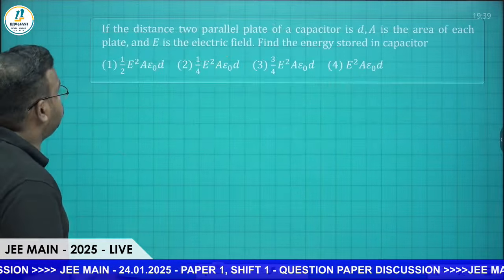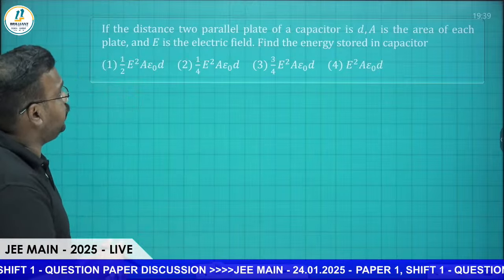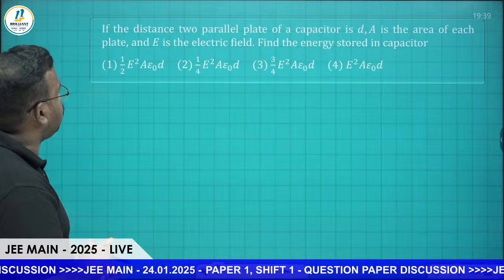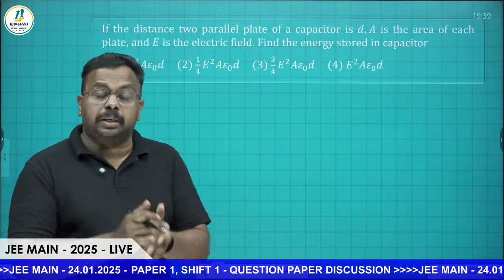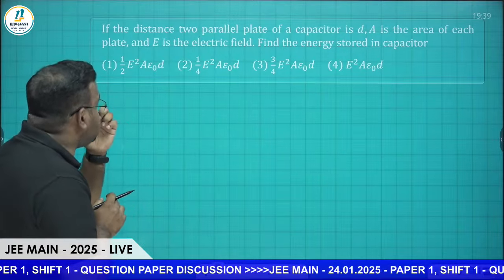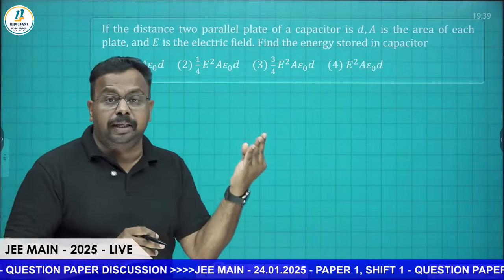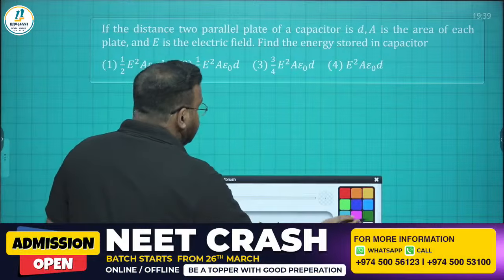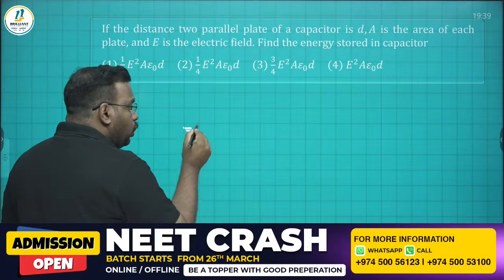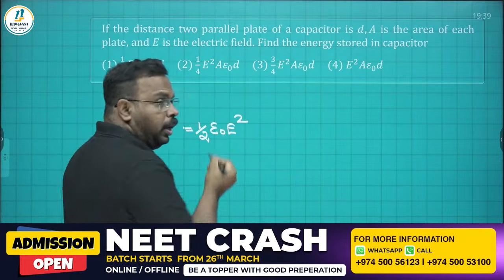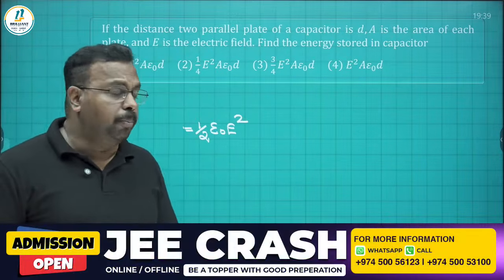If the distance between two parallel plates of a capacitor is D, A is the area of each plate and E is the electric field, find the energy stored in the capacitor. Energy stored in a capacitor, all of you know the formula, but look at the options. It is in terms of A, epsilon naught, D. This is actually very simple because you know the energy density equation. What is energy density formula? Energy density is equal to half epsilon naught E square.